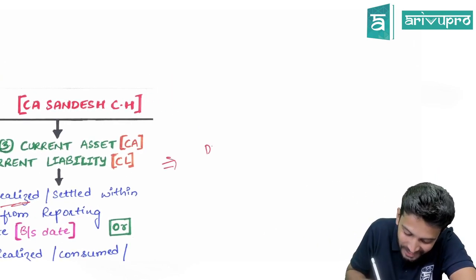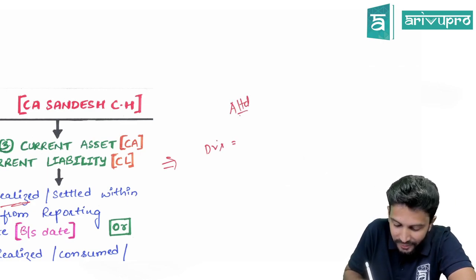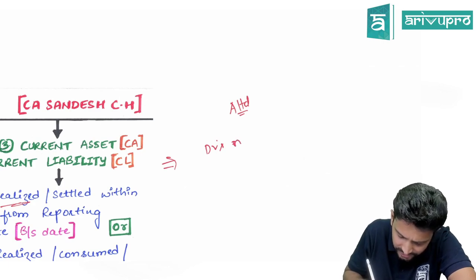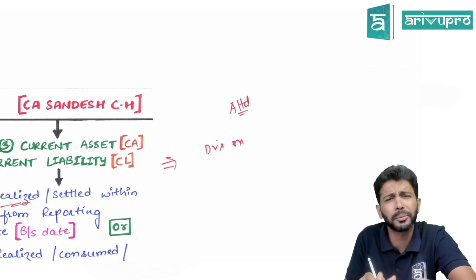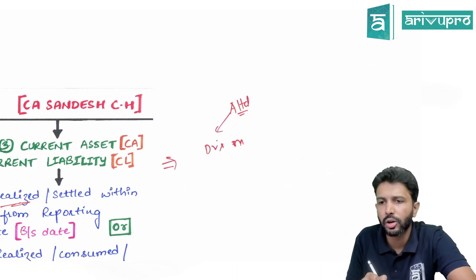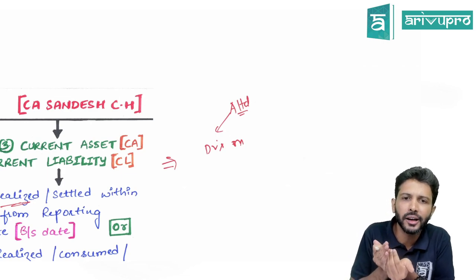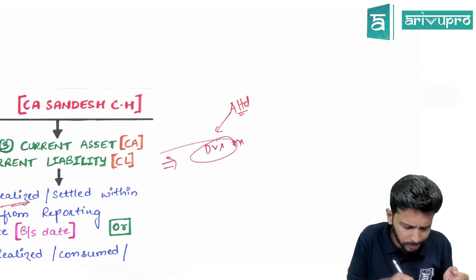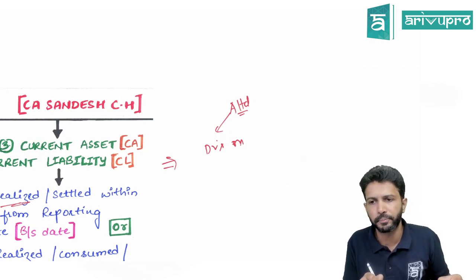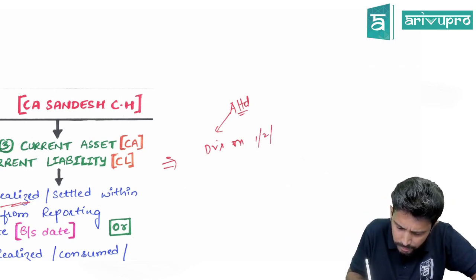Suppose there is a debtor. There is a company, let's say A Limited. A Limited has sold goods to a certain party. That party has not yet paid the money, so this party automatically becomes a debtor for A Limited. Let's say the sale has happened on 1st February 2023.